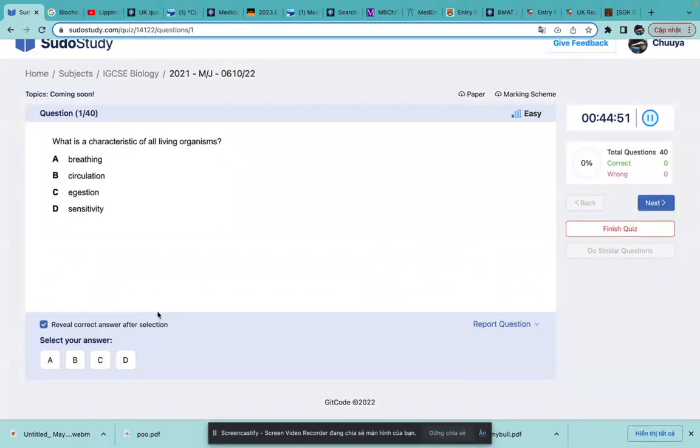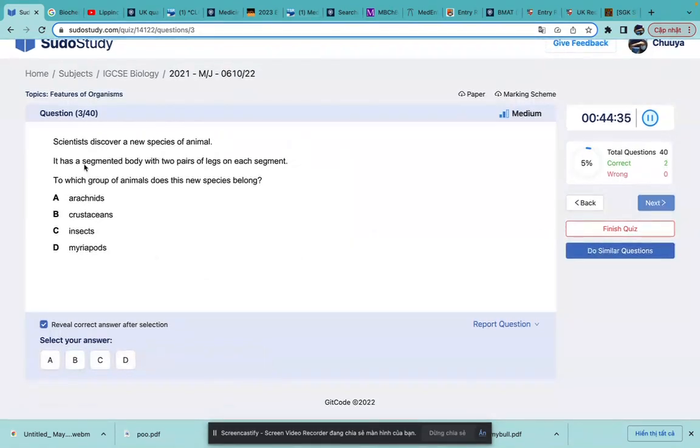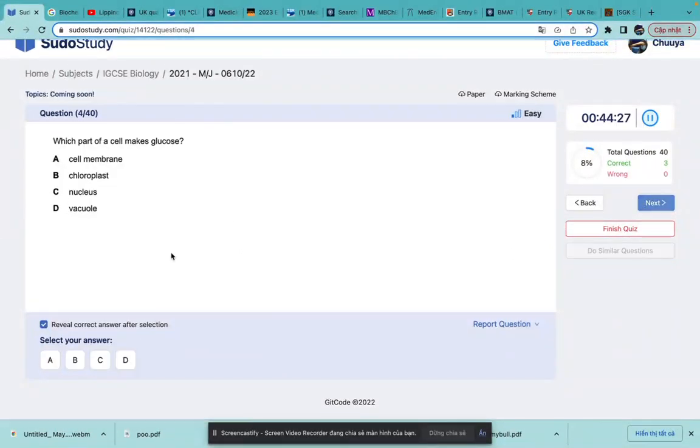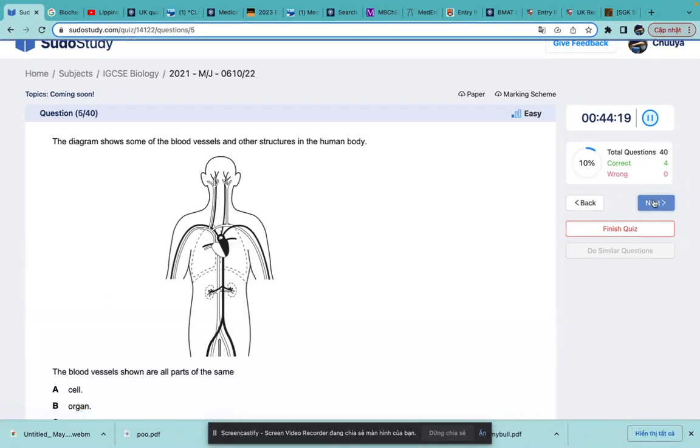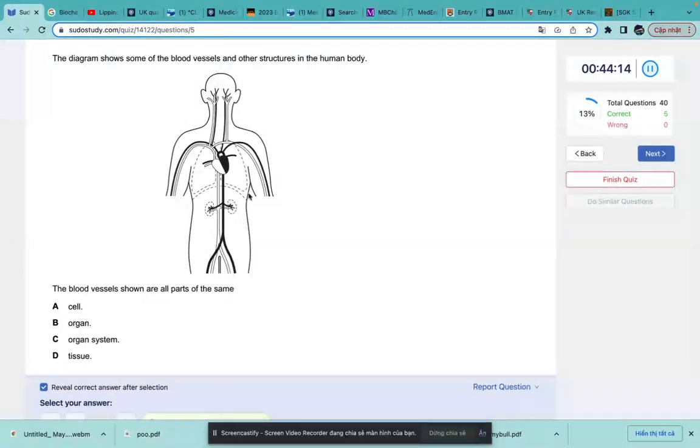A characteristic of all living organisms is sensitivity. The most accurate method to find how closely related species are: you could see the base sequence of their DNA, if they're matching or not. Segmented body with two pairs of legs on each segment: myriapods. Which part of the cell makes glucose? Chloroplast, because of photosynthesis. The blood vessels, it's an organ system because they're all connected.